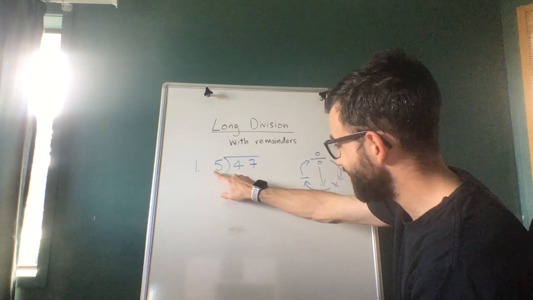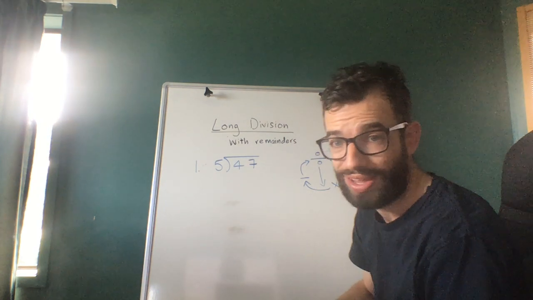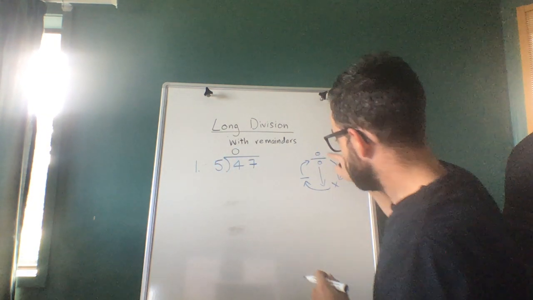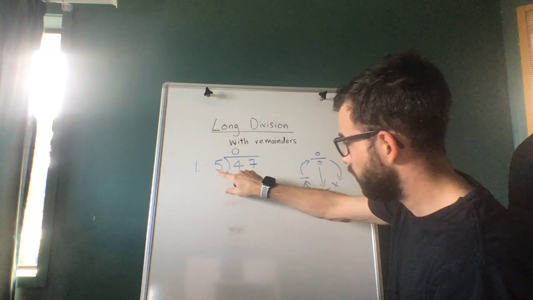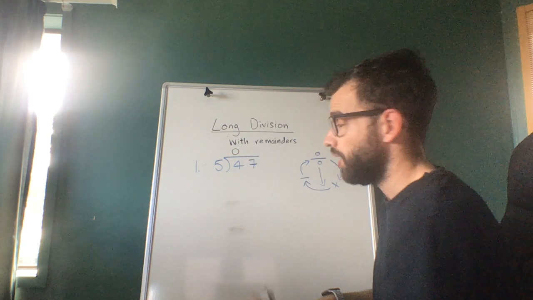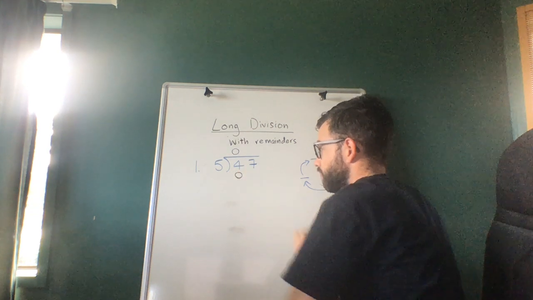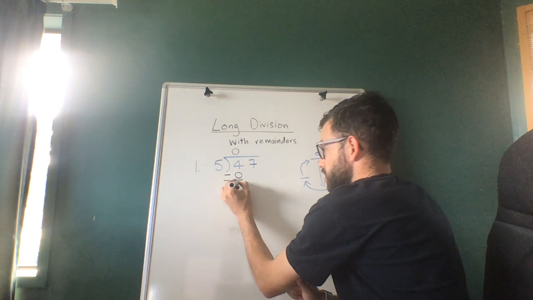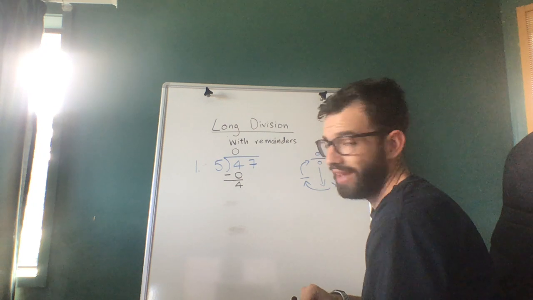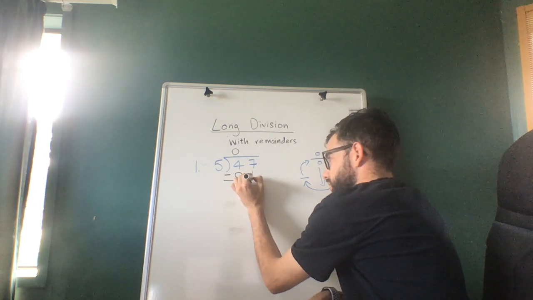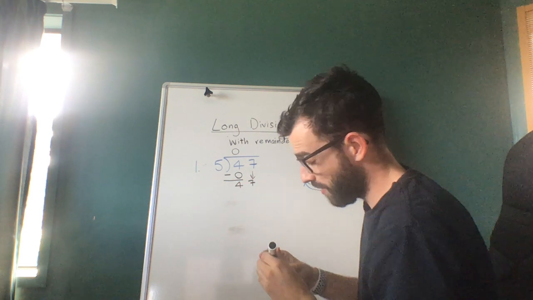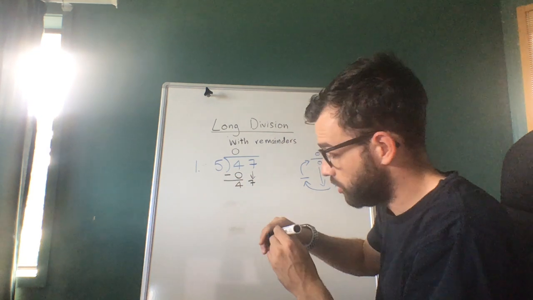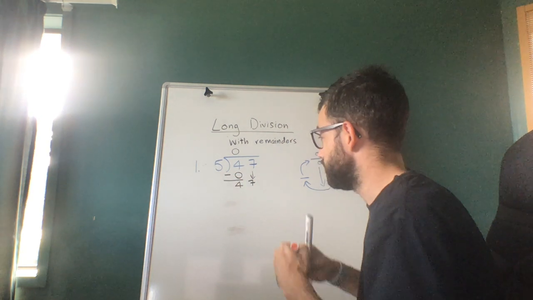First step, how many times can 5 go into 4? The answer is 0, so we write that up there. So that is the first step. Second step, we multiply. 5 times 0. The answer is 0, and we write it down below. Next step, we minus. 4 take away 0 is still 4. And last step, we drop the 7 down next to the 4. So we haven't actually done anything. Nothing has changed. So next step, how many times does 5 fit into 47?